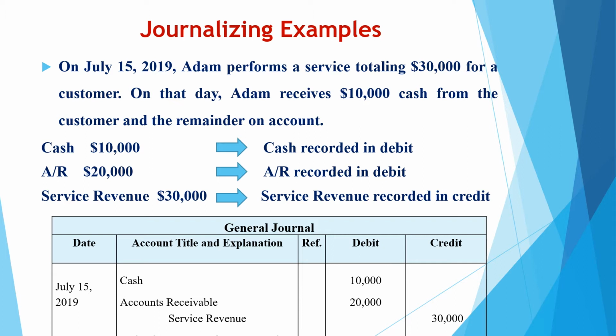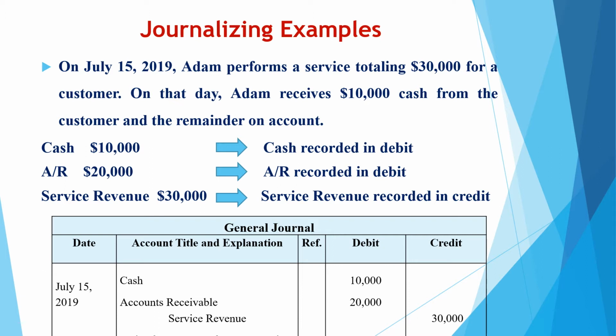For service revenue, it is a revenue account, and we know that all revenue accounts have a credit normal balance, so they increase in credit and decrease in debit. Service revenue always increases when we perform a service for a customer. And in this example, we are performing a service for a customer, and that's why the service revenue would increase. And since it has a credit normal balance, service revenue will be recorded in credit.